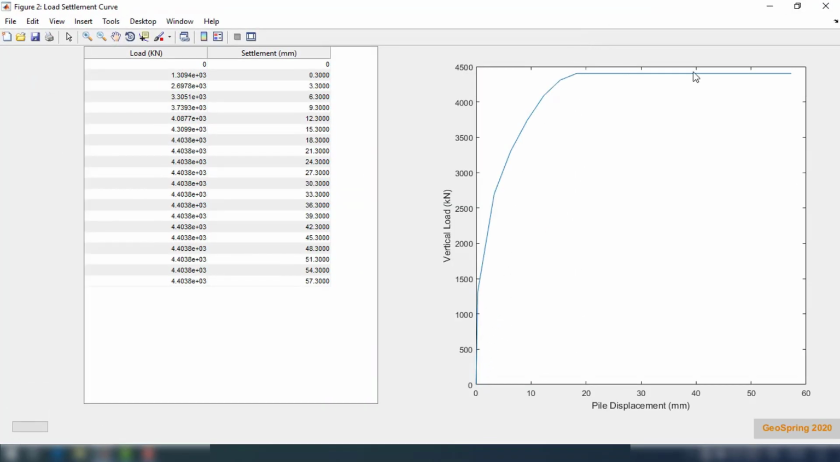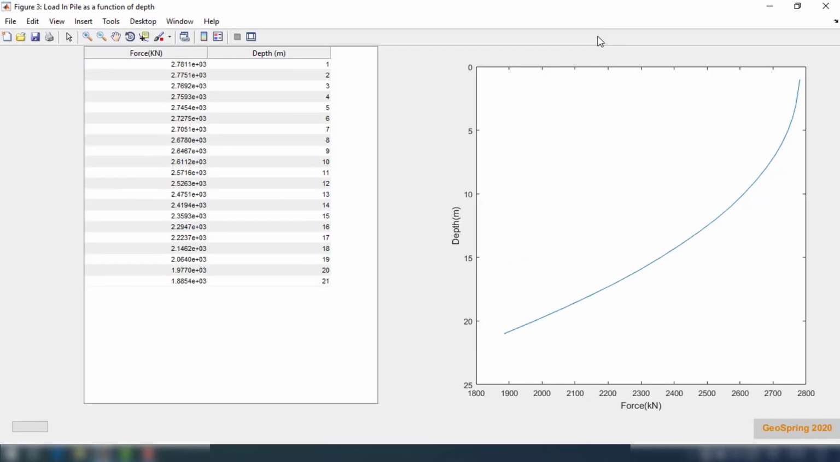You have the load settlement curve of your pile. This load settlement curve will allow you to verify if your service limit state load capacity corresponds to a feasible pile displacement, pile settlement or not. And also you have here the evolution of the vertical force as a function of the pile depth.